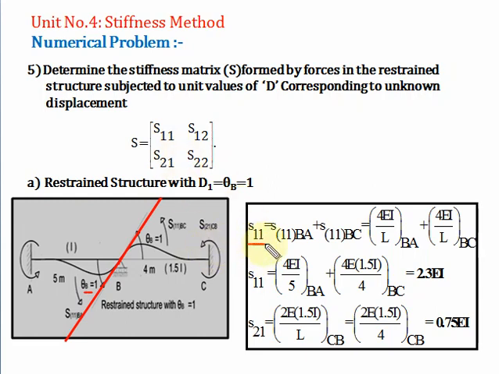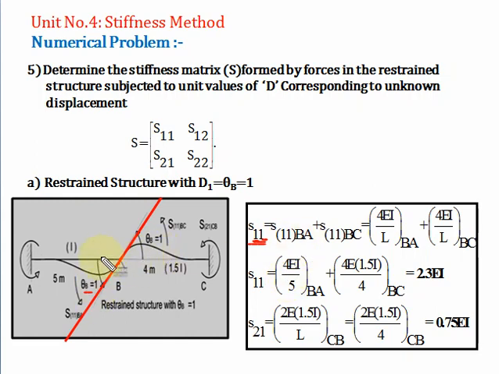Now here S11, the first suffix 1 stands for the unknown number. Our theta B is our first unknown, so here I have written 1. And second suffix 1 stands for where the unit rotation is applied. Where is unit rotation applied? At theta B we apply the unit rotation. So here we have written 1 1. First one stands for the unknown number and second one stands for where the unit rotation is applied.